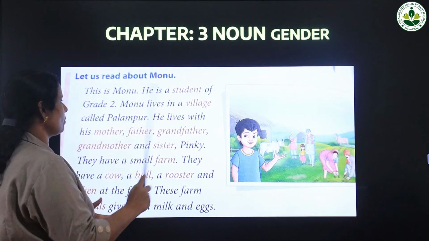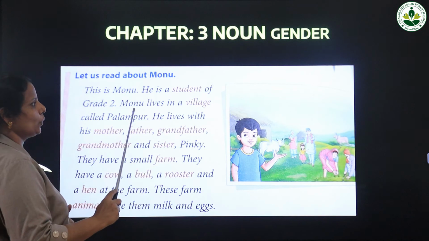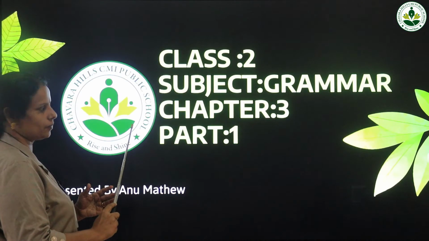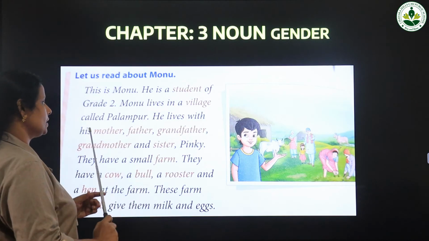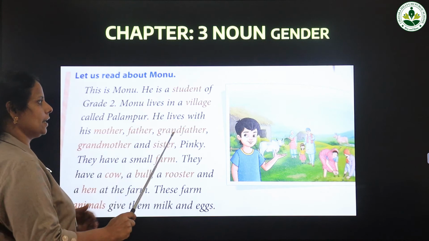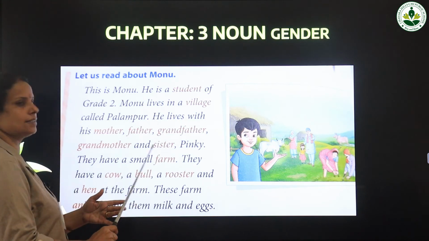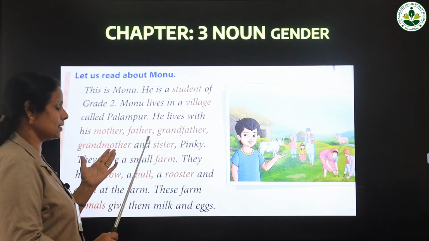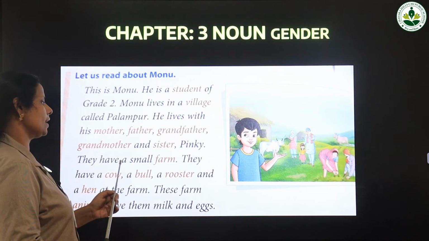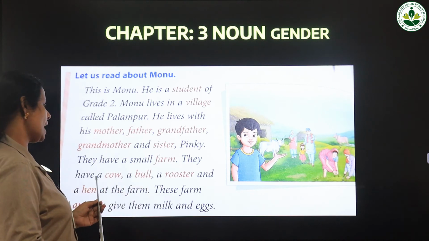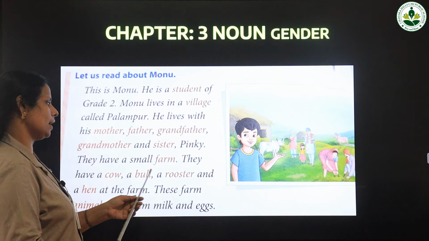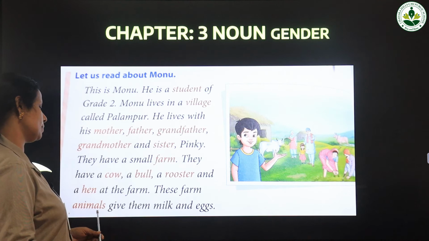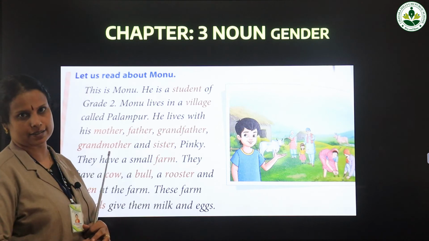He is a student of grade 2. Monu lives in a village called Palampur. He lives with his mother, father, grandfather, grandmother and sister. His sister's name is Pinky. They have a small farm. They have a cow, a bull, a rooster and a hen at the farm. These farm animals give them milk and eggs.